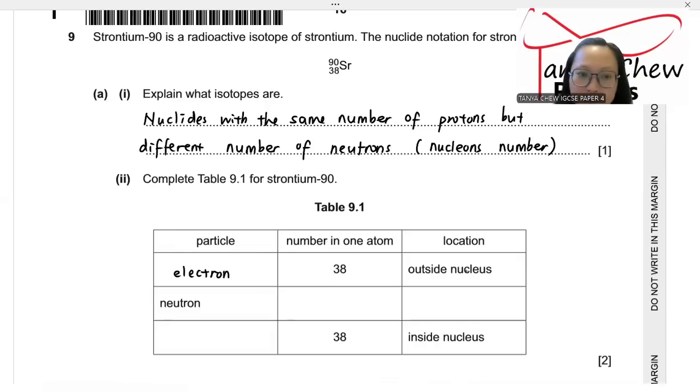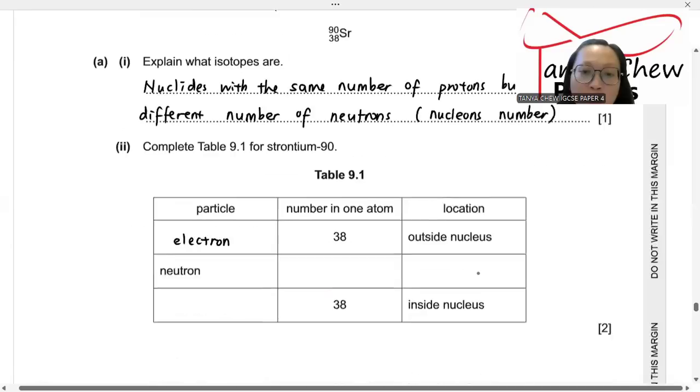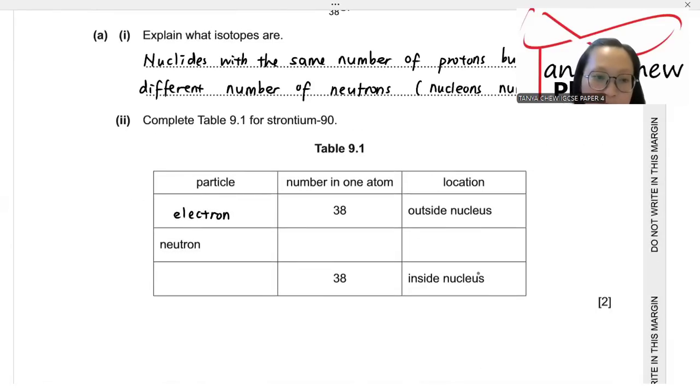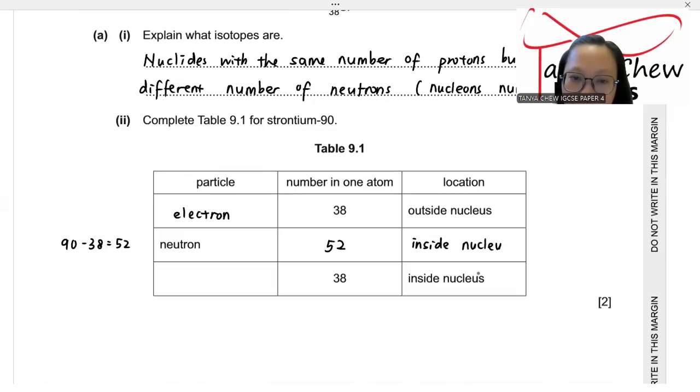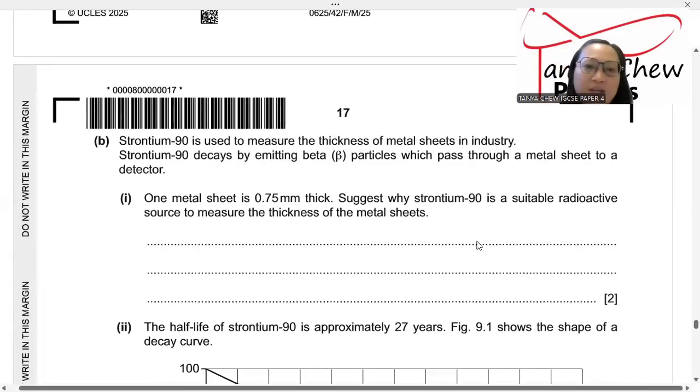And then neutron. How to get neutron? Neutron is nucleon number minus proton number. So it is 90 minus 38. You get 52. That is your neutron number. So neutron is inside the nucleus. And 38 as well. What is inside the nucleus? It is definitely proton. Right? That's the answer.